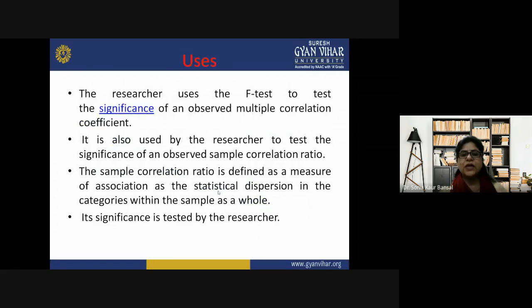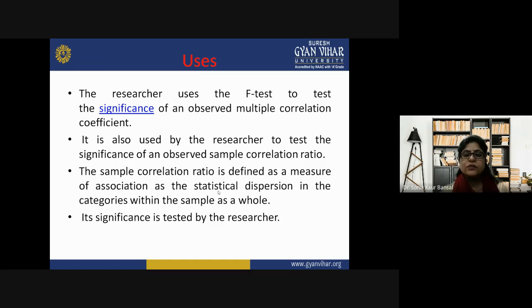Now let's see some uses of the F-test, how the F-test is working. So students, I have already told you in my previous slides that the F-test is actually used to test the significance of an observed multiple correlation coefficient. I have already mentioned that the F-test is used by the researcher to see how much the data is equally dispersed around the mean or standard deviation. So the researcher uses the F-test to test the significance of an observed multiple correlation coefficient.